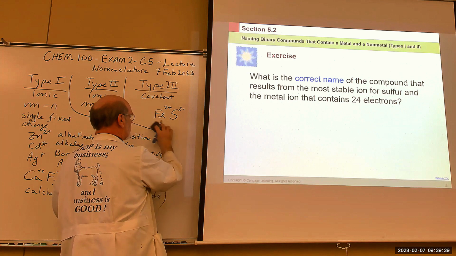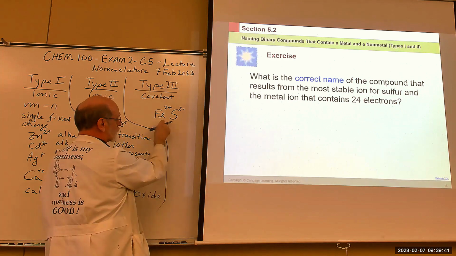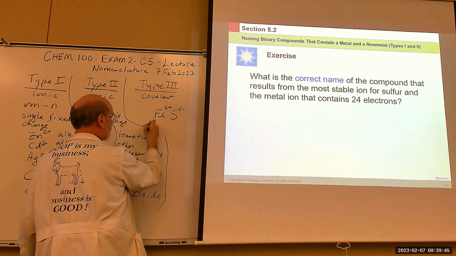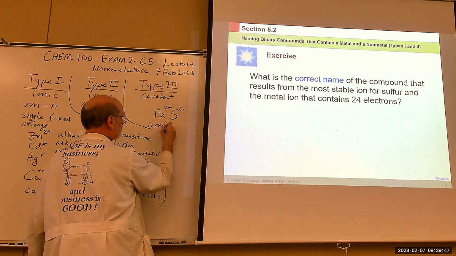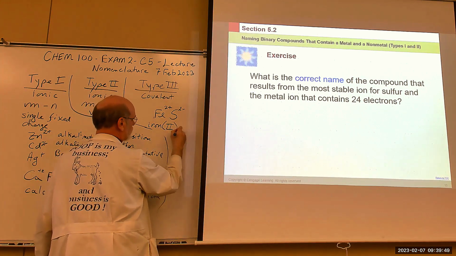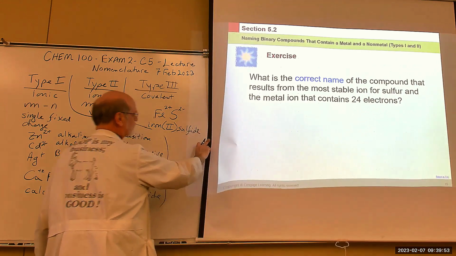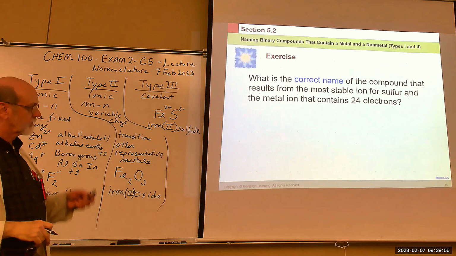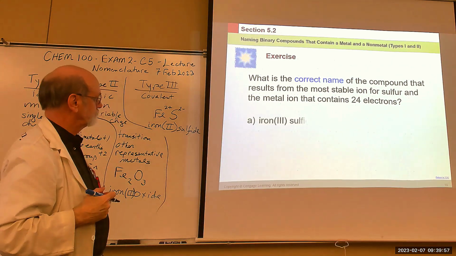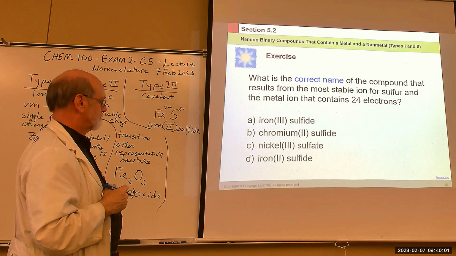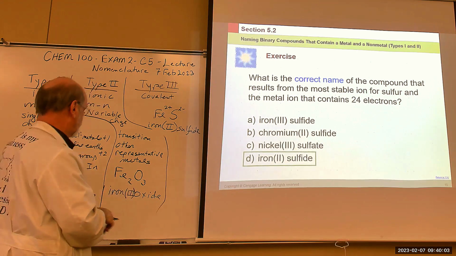Right? And we know it's 1 and 1. So now, name the compound. Iron 2 sulfide. There we go.